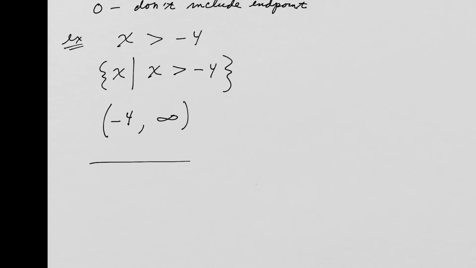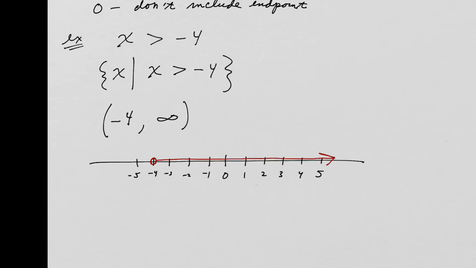And then for a graph, so I don't want to include negative 4, so that's going to be an open circle, and I want everything to the right. So everything in that direction would be included. So that would be the graph of x is greater than negative 4.